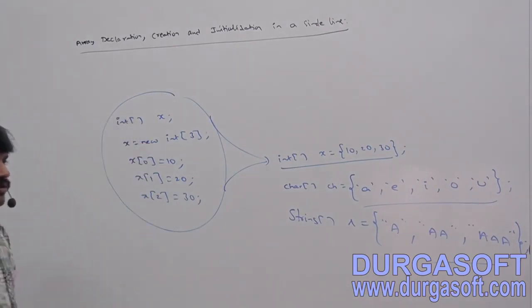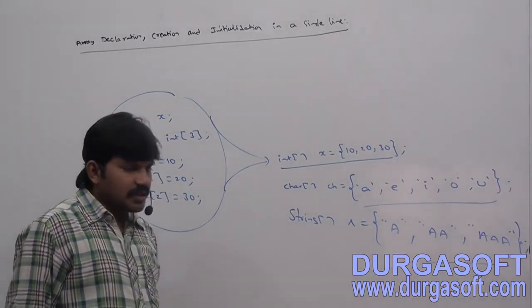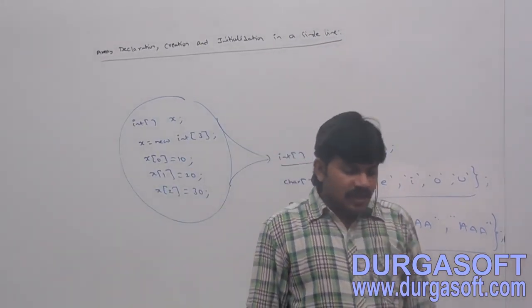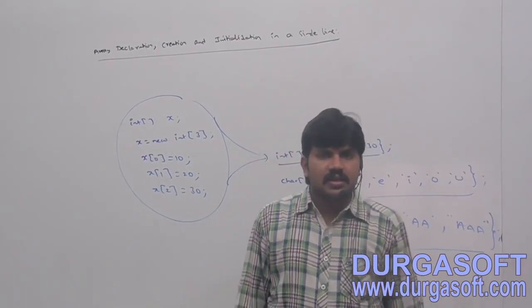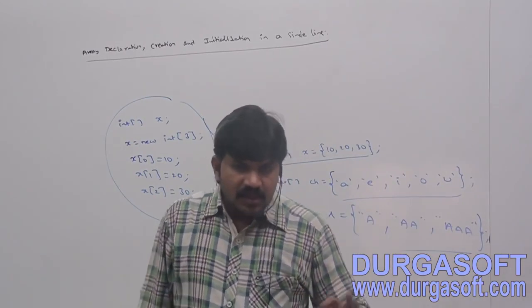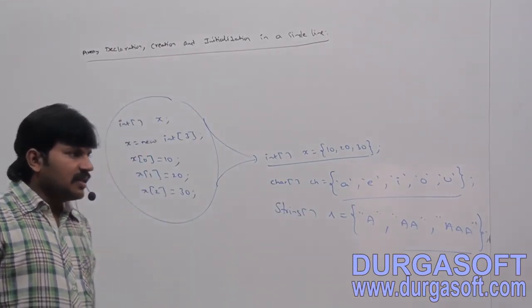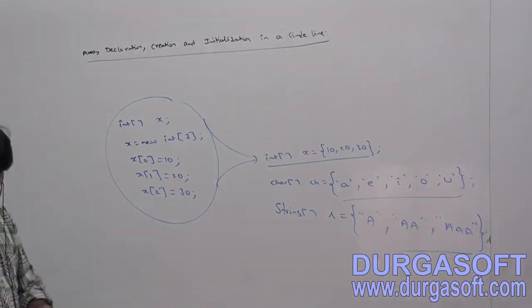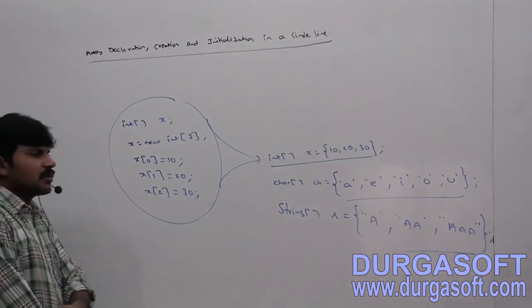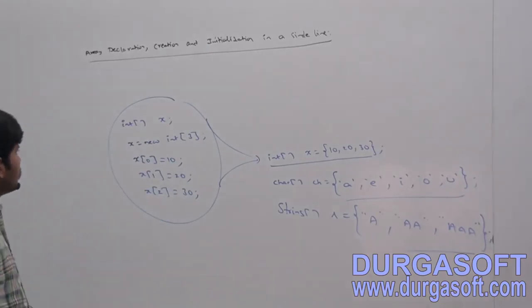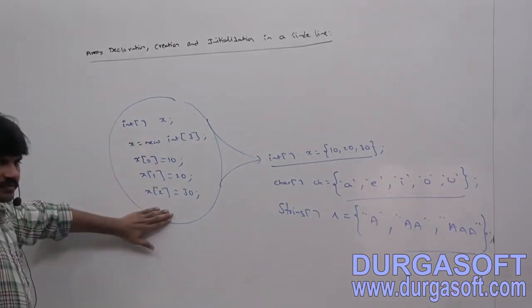We can declare, create, and initialize an array in a single line, within brackets. It is a shortcut representation. Take this point well.